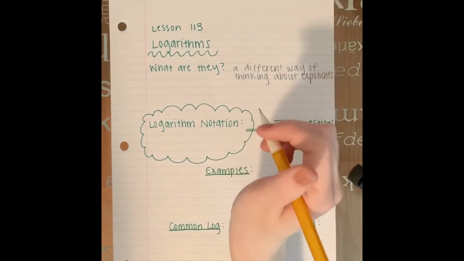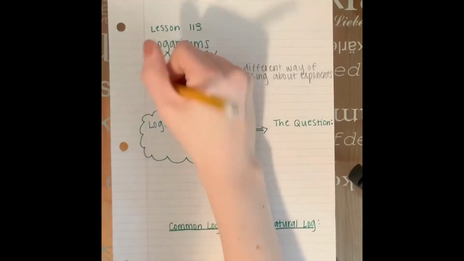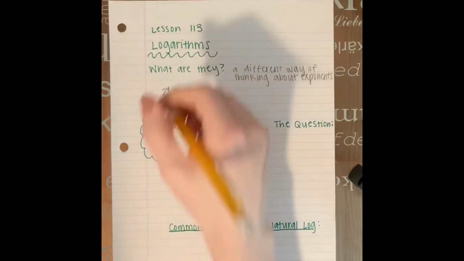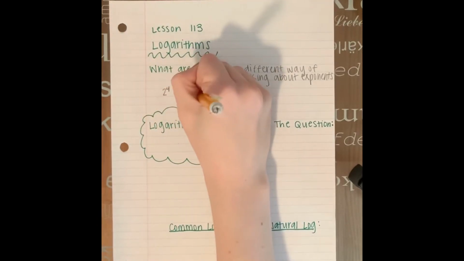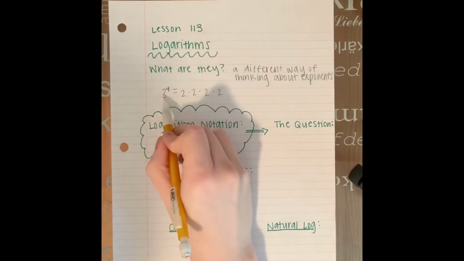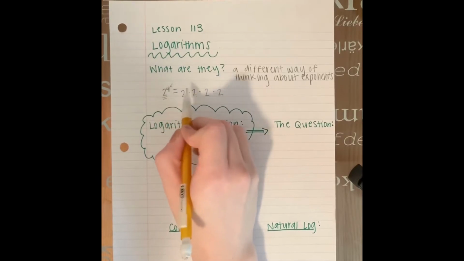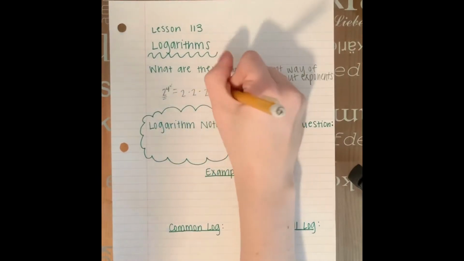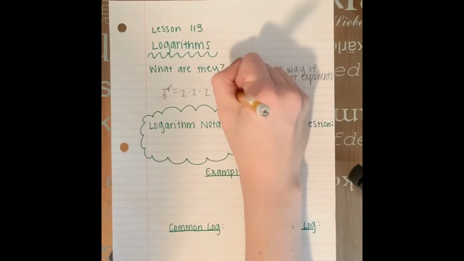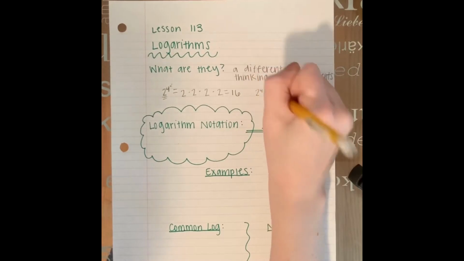If I have 2 to the 4th power, that is my exponential. What that means is 2 times 2 times 2 times 2. This number right here tells me what number to multiply, and this number right here tells me how many times to multiply it. And 2 times 2 times 2 times 2 would equal 16. So 2 to the 4th equals 16.